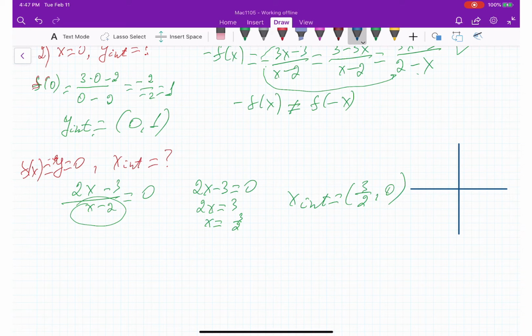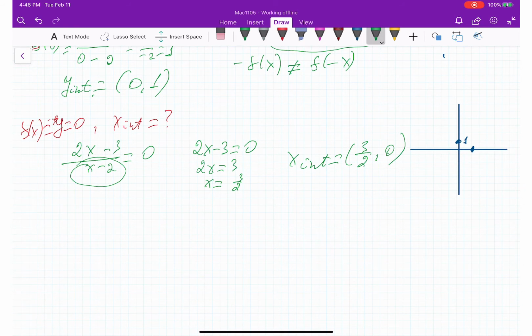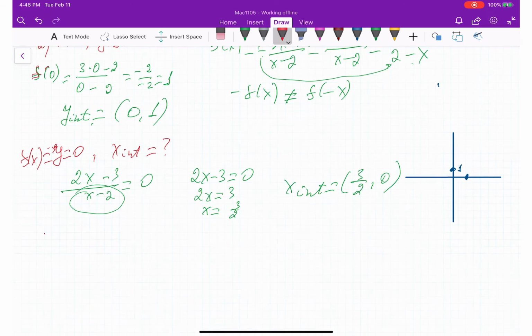So where do we have 0, 1? This is the 1 intercept, and the other one is 3.5, 1.5. It's going to be right here, and the 0 intercept. Okay, and the third one we need to find is the vertical and horizontal asymptote, right?